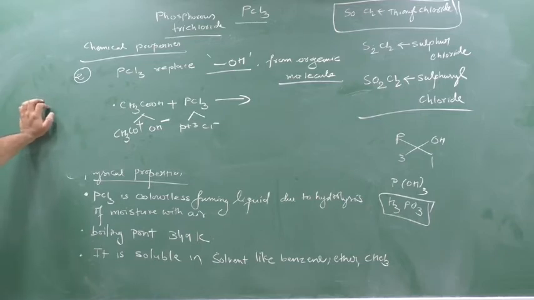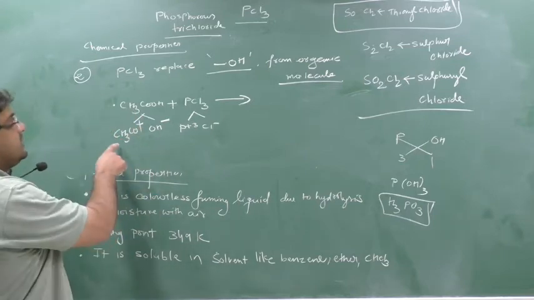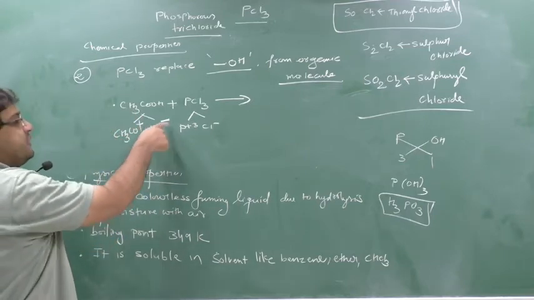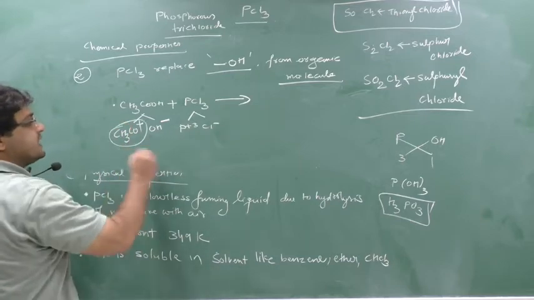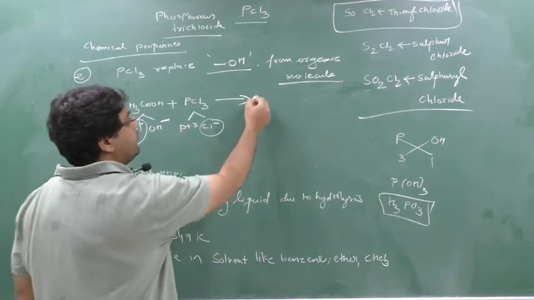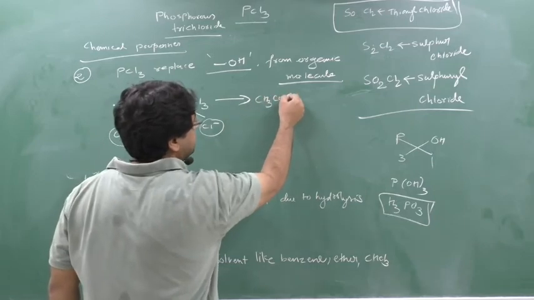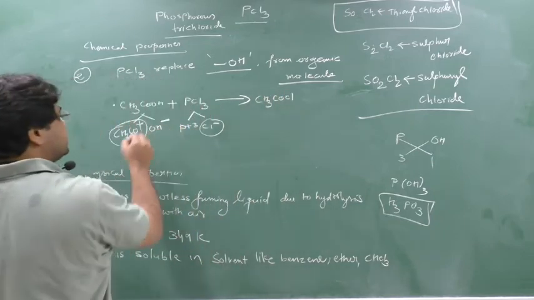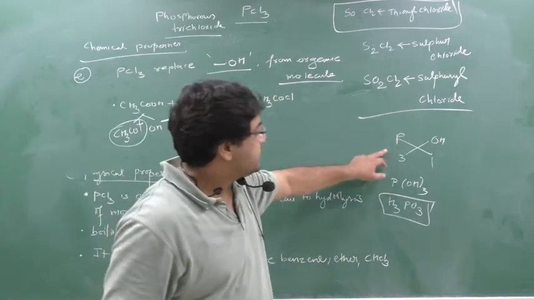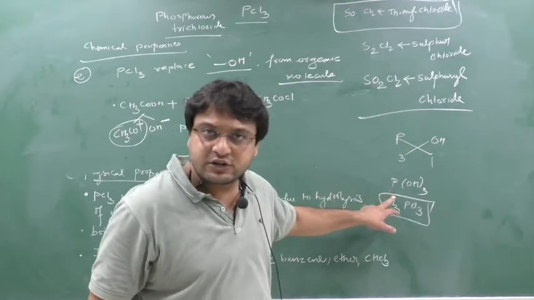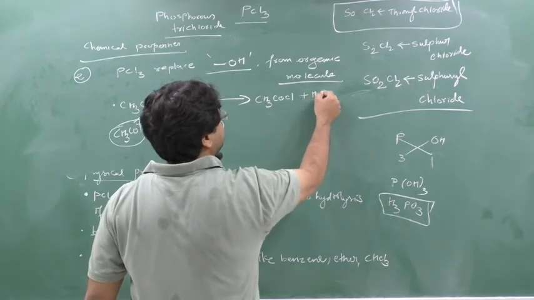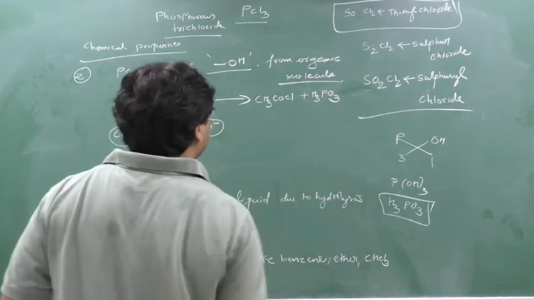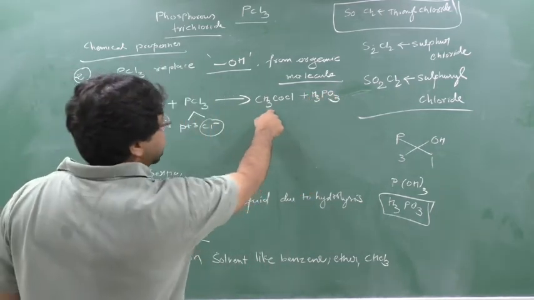So please remember that PCl3 replaces OH from an organic molecule. CH3COOH is an organic molecule. So the cracking will happen in this way: CH3CO plus and OH minus. Now this CH3CO plus and Cl minus will react and form CH3COCl. And this P plus 3 and OH minus form phosphorus acid, H3PO3. Clear this part?